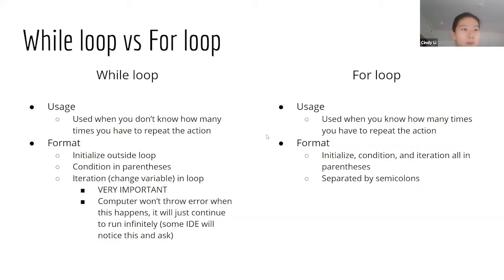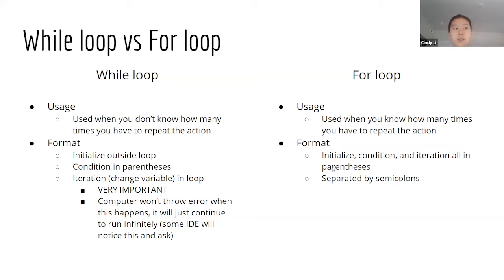Now, if you don't know what I'm talking about, or you don't understand how this error works, I will demo for you guys shortly. So don't worry about that. Now, the for loop, you use it when you know how many times you have to repeat the action. And again, the format is initialization, condition, iteration, all in the parentheses, and it's separated by semicolons.